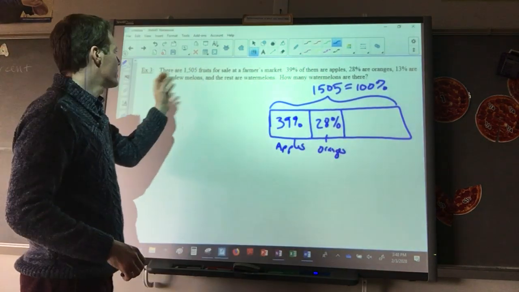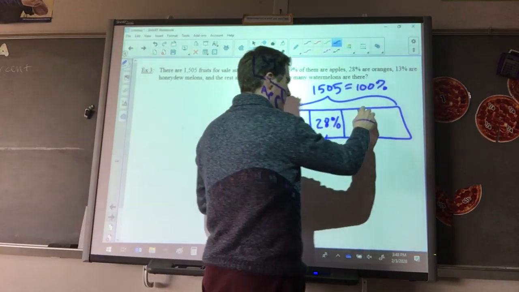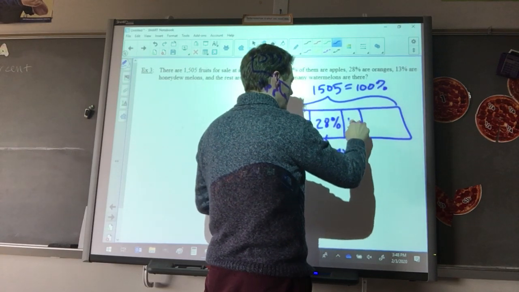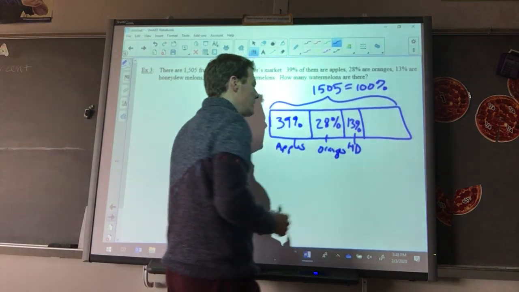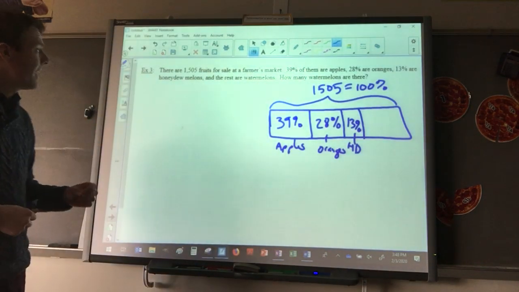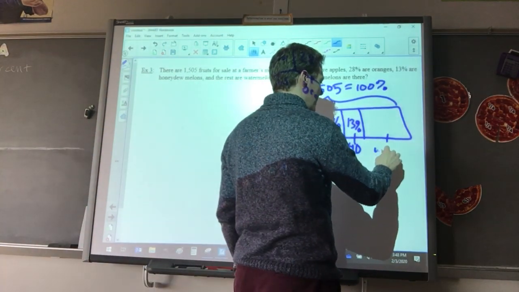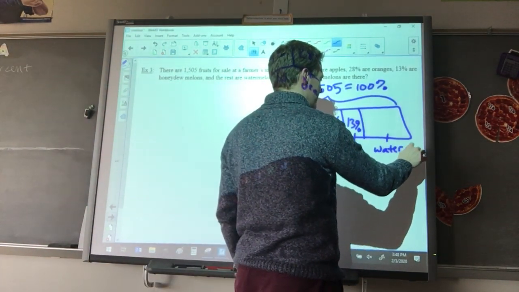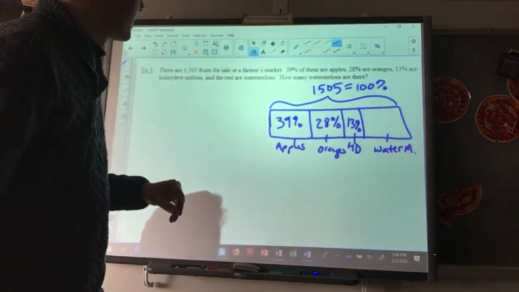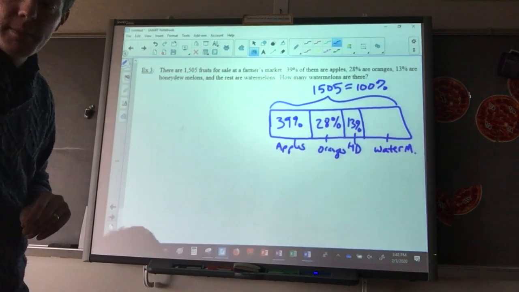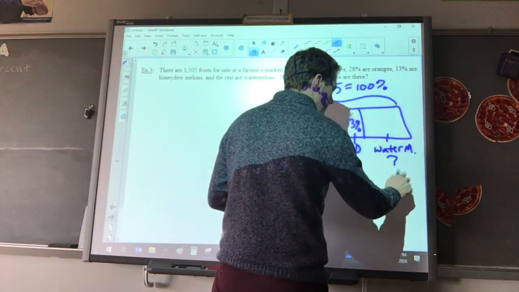Then it says 13% are honeydew. 13% is more than half of that, so smaller. 13%, I'm just gonna write it HD for honeydew. And then the rest are watermelons. So these are watermelons, but it didn't tell me what the percent is, so I'm gonna probably have to figure that out. It says, how many watermelons are there? How many watermelons? So I do have to figure it out because that's the thing that the question wants me to know.